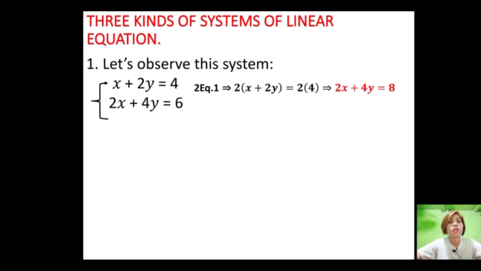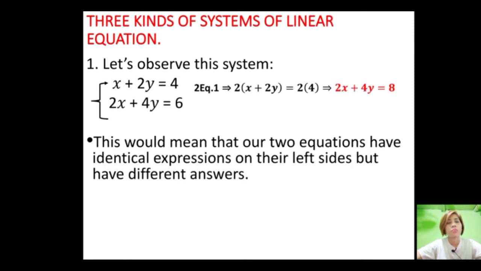So, ikukumpara po natin equation 1 at equation 2. Nag-equal po yung left side. Equal po sila sa 2x plus 4y. However, yung kanila pong answer or yung nasa right side is magkaiba. So, this would mean that our 2 equations have identical expressions on their left sides. Kagaya po na sinabi ko kanina. Identical po yung sa left side po nila. But, they have different answers. Magkaiba po yung nasa right side nila.